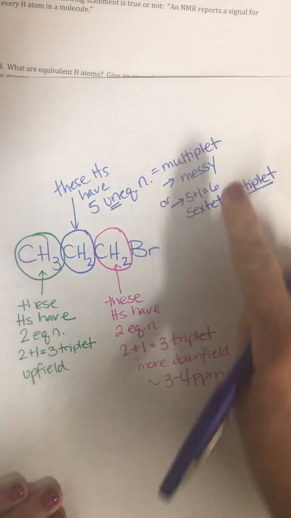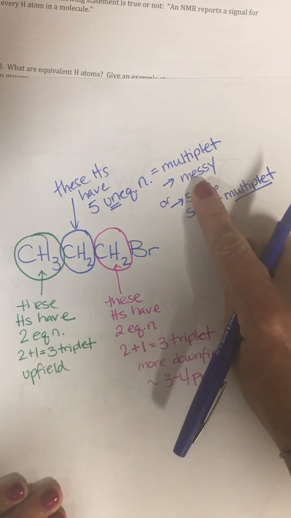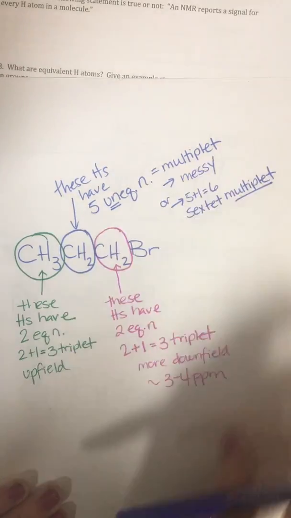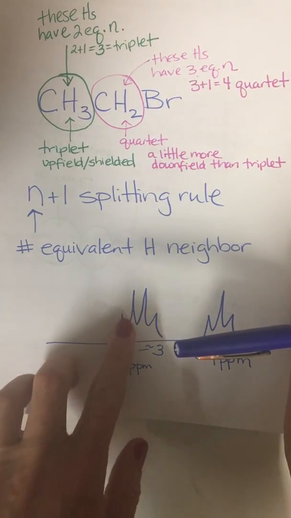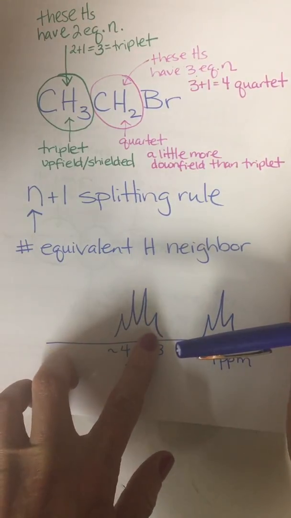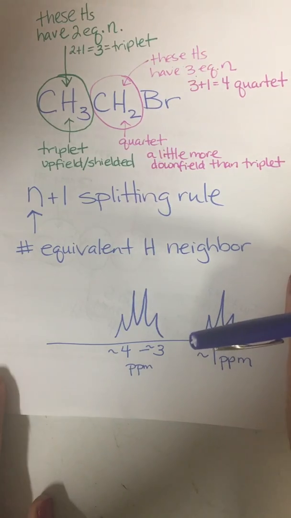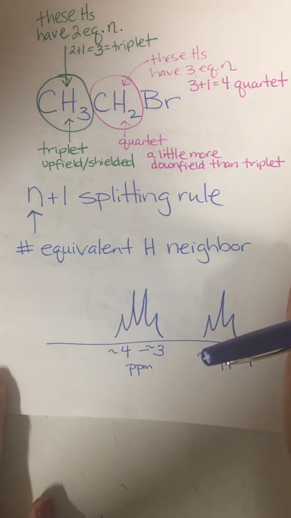A multiplet, even if it's messy and you can't count the peaks, that's okay. Never get frustrated if you can't count things like this. Let me flip this over. If you can't count these peaks right here, that's okay. If it looks really messy and it's labeled multiplet, that simply tells you a lot of information, that those hydrogens have unequivalent neighbors.